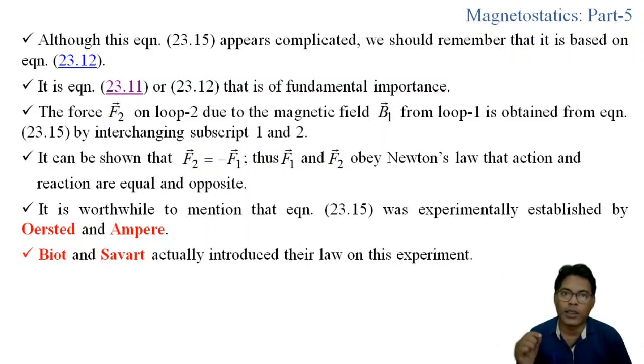So in this way we can find the force on a current element. The first case is the force on a point charge moving in an external magnetic field. The second case is the force on a current element or current carrying conductor placed in the external magnetic field. Or we can find the force between two current carrying conductors, where we consider the force F1 due to the magnetic field of loop 2, or F2 due to the magnetic field of loop 1. So that is all for today's class, students.